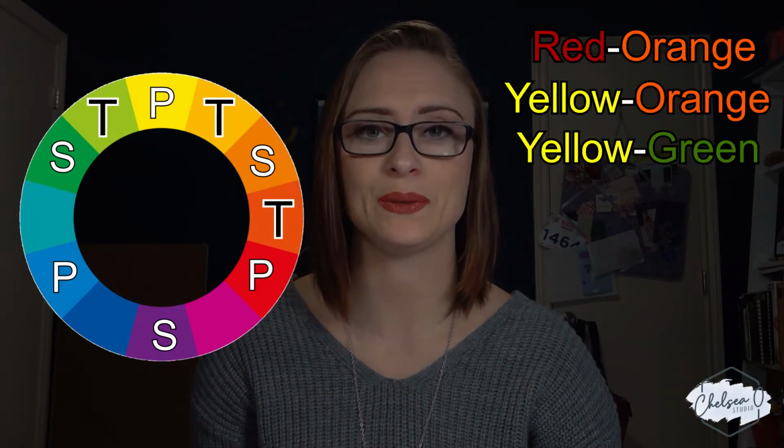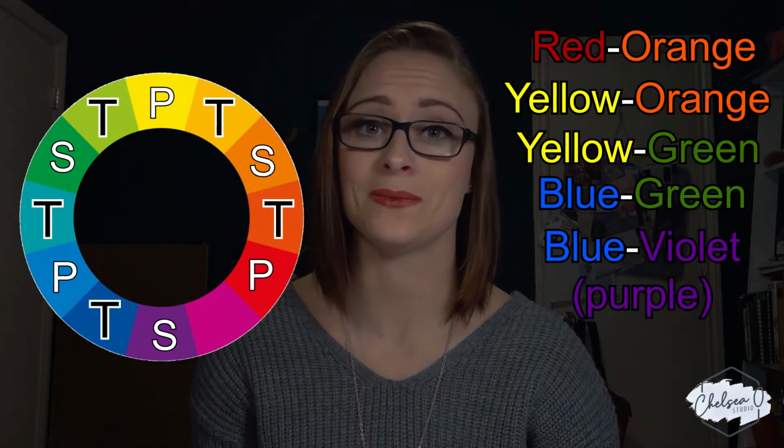Today's first word is tertiary colors. So tertiary colors are like the in-betweens. We talked about primary, which is red, blue, and yellow. And we talked about secondary, which is purple, orange, and green, and tertiaries happen in between those. So the tertiary colors are red-orange, yellow-orange, yellow-green, blue-green, blue-violet, red-violet.